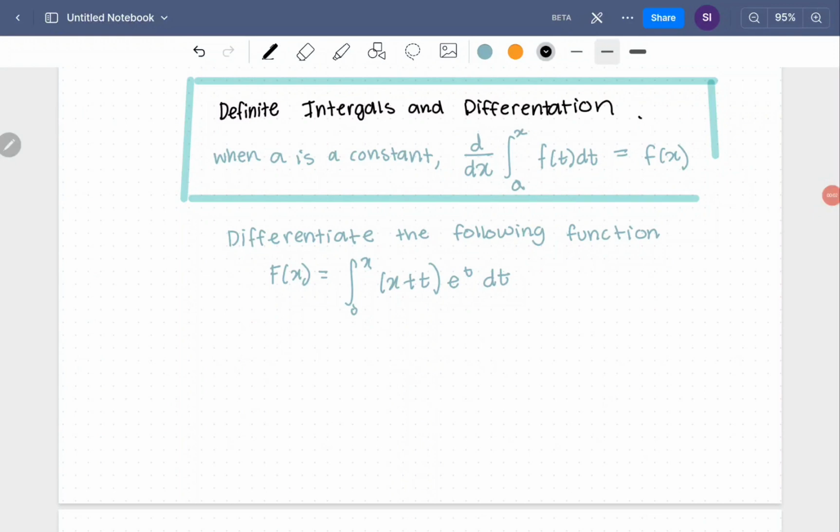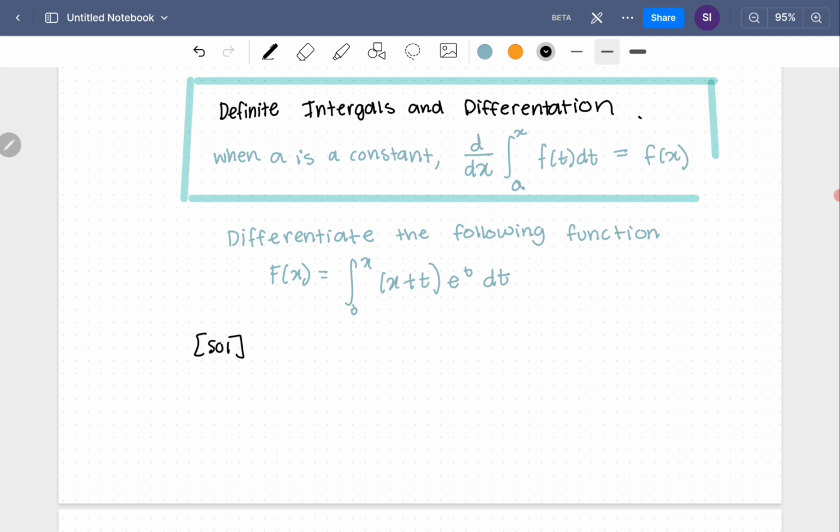Alright guys, this is the last problem we're going to solve, and basically it's the same exact thing. Differentiate the following function, which is f of x equal to the integral from 0 to x of x plus t, e to the power of t dt. Feel free to pause the video and give this problem a go. Alright, so hopefully you found the answer. If not, I'm going to walk through the solution.